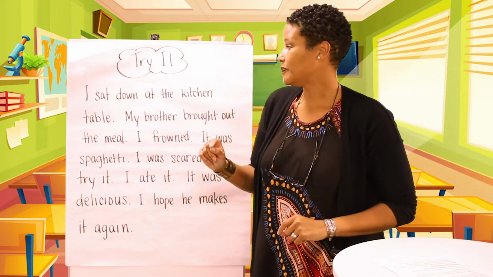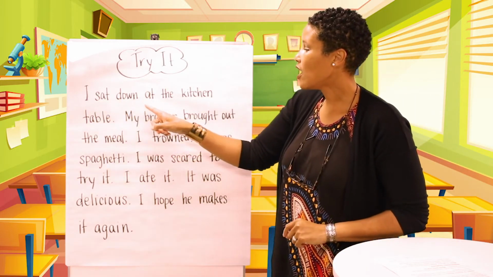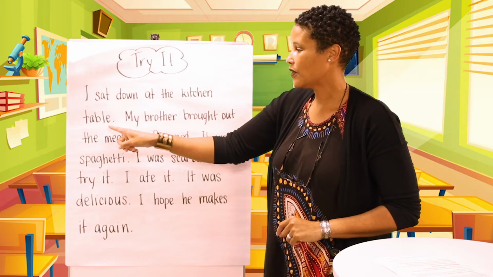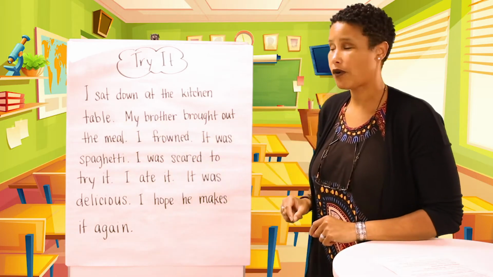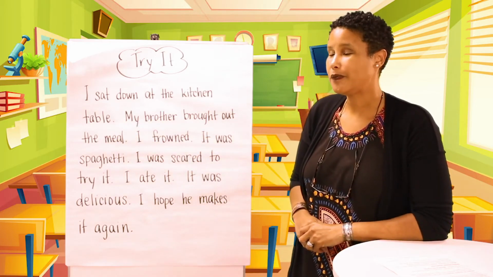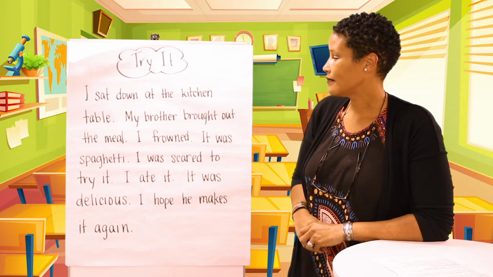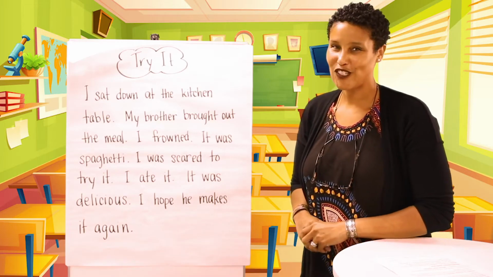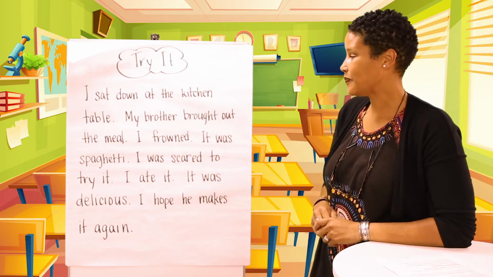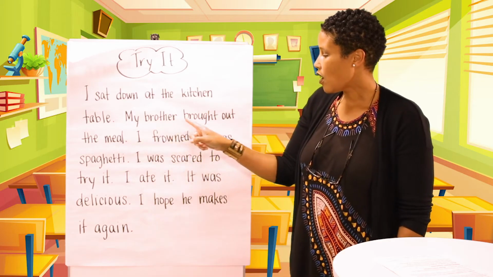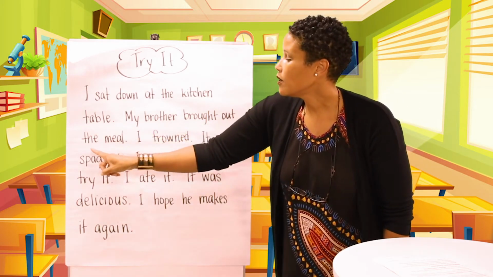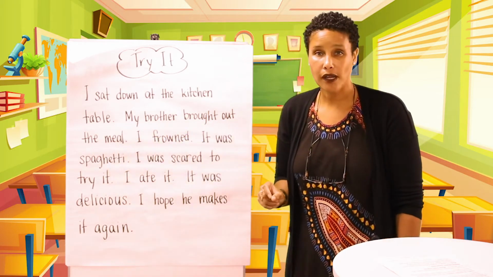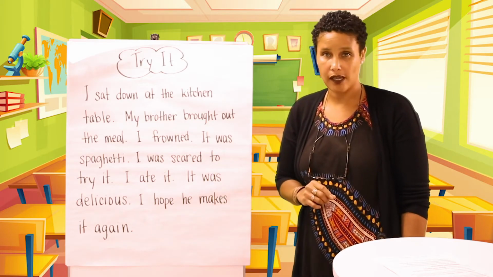The first sentence is, I sat down at the kitchen table. Take a moment to write it on your paper. Please say the words as you write them. Good job. Here's your next sentence. My brother brought out the meal. Don't forget, writers, to say the words as you're writing them.